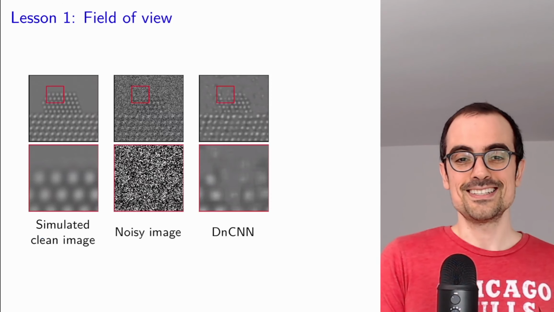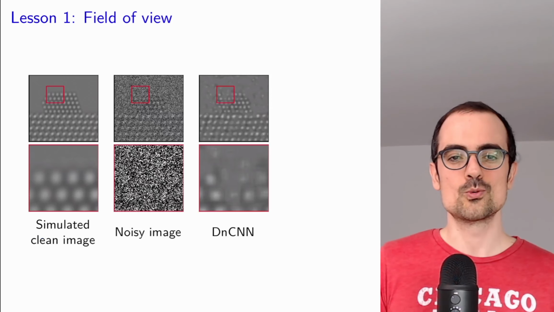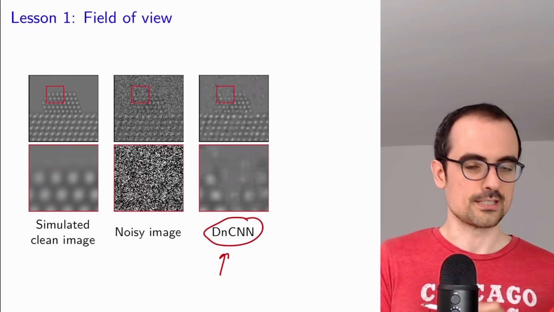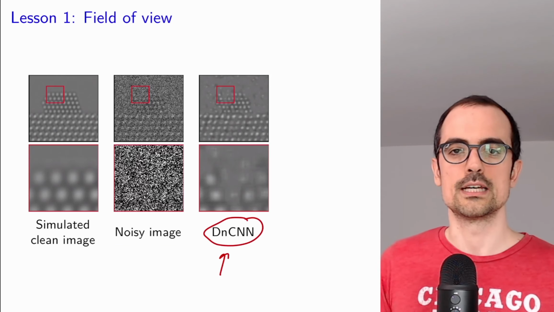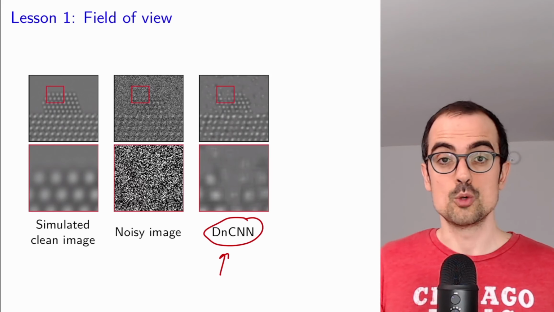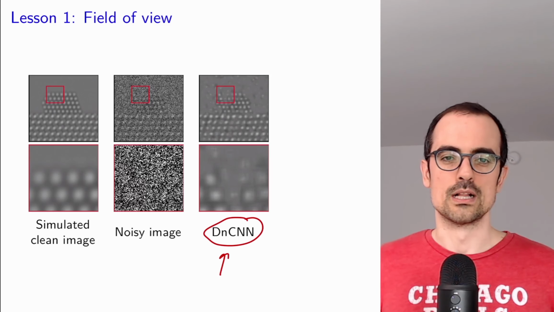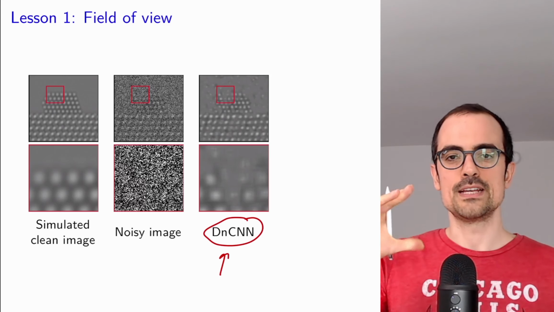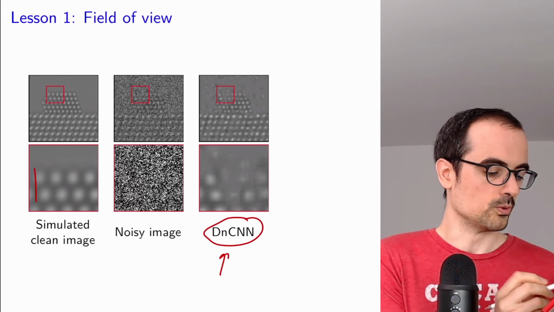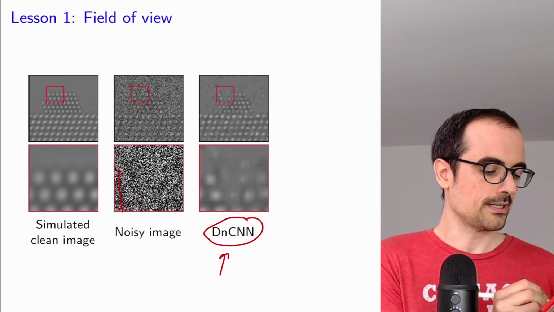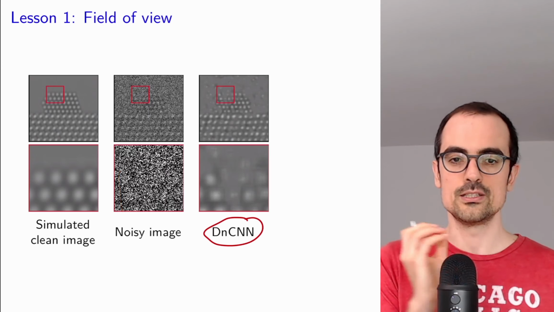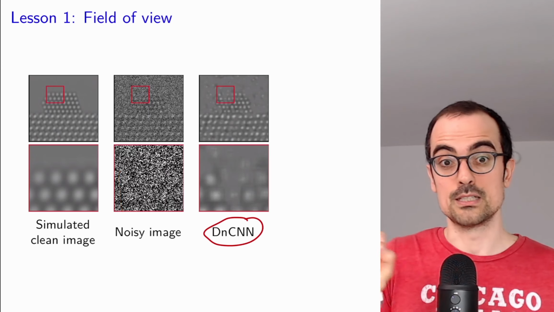Our first lesson that we learned while trying to make this work is that if you use a traditional denoising architecture such as DnCNN, which is just a convolutional neural network that we describe in more detail in the video on supervised learning, it doesn't work well. The reason is that it doesn't have enough field of view. It's not using enough pixels to denoise, to produce each pixel in the denoised output.